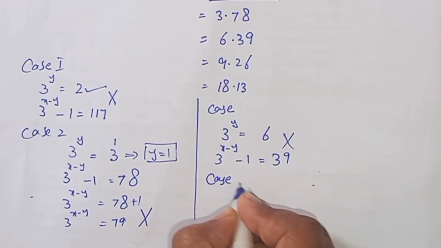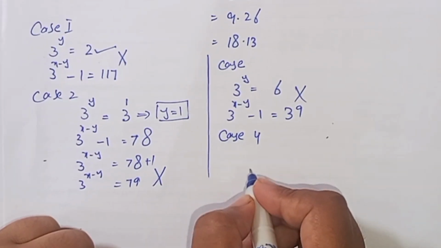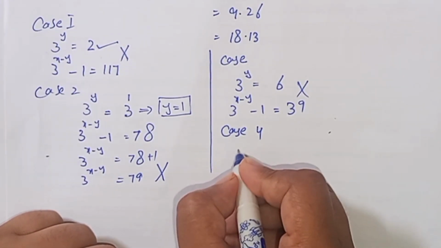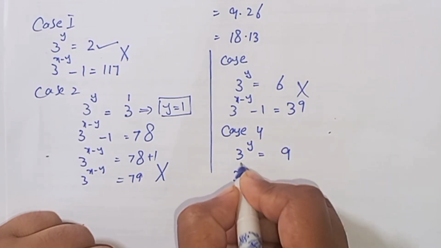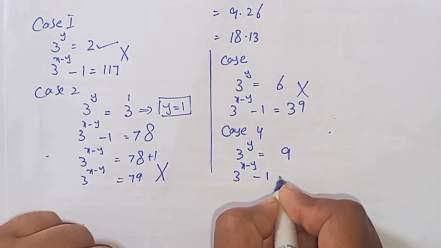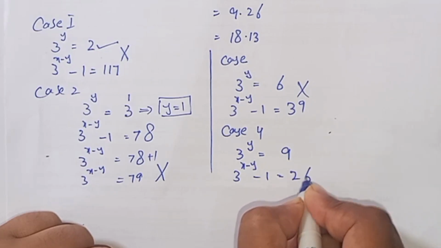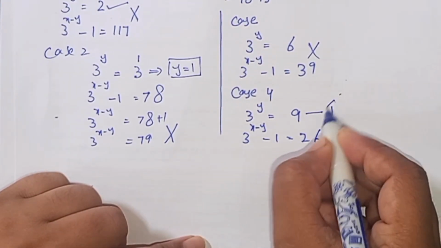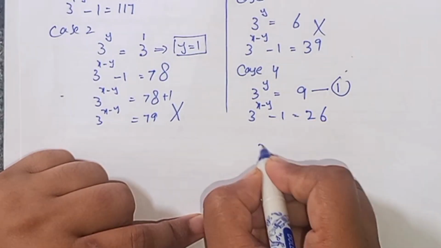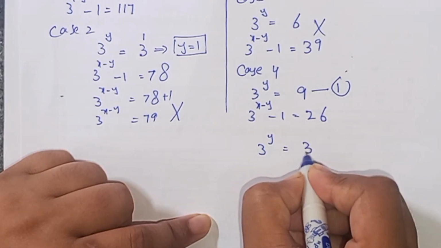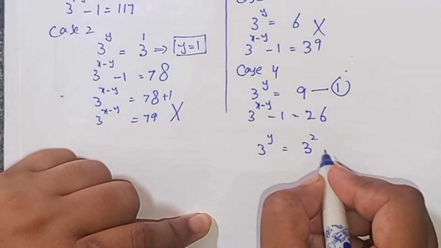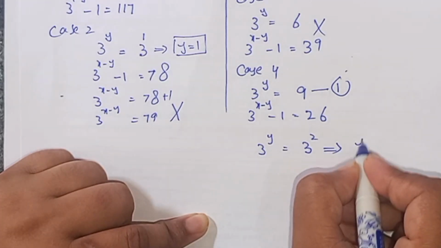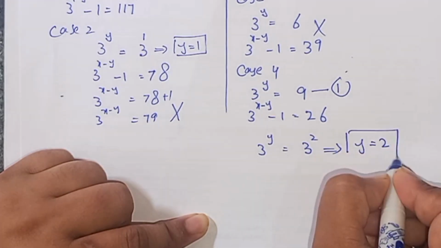Now we select case number 4, which is 3 raised to the power y is equal to 9, and 3 raised to the power x minus y minus 1 is equal to 26. Now look at this first equation. We can write this 9 as 3 raised to the power 2, which is also equal to 9. So the bases are same, so we can compare their exponents. So this implies y is equal to 2 in this case.